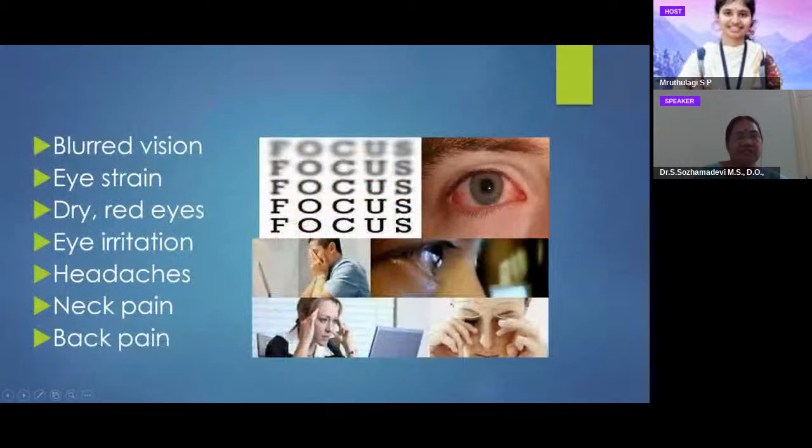So these are the different things that happen. Headache, eye pain, irritation, tiredness, watering, diplopia, redness. And these are the other non-ocular symptoms that result. Next.